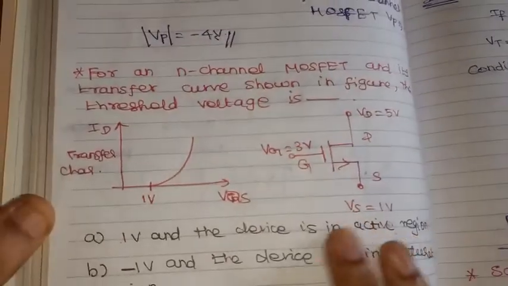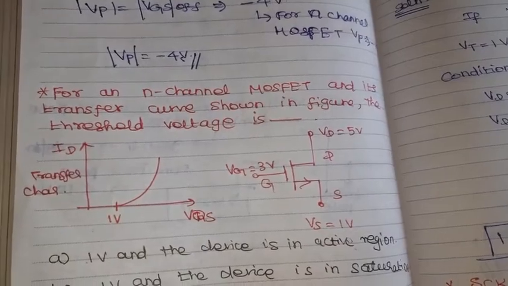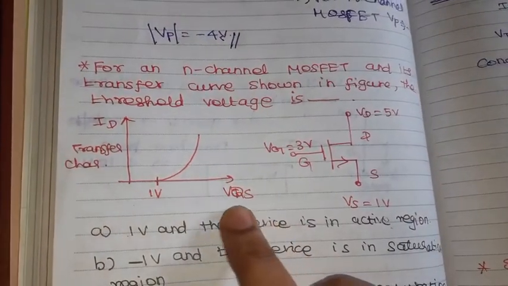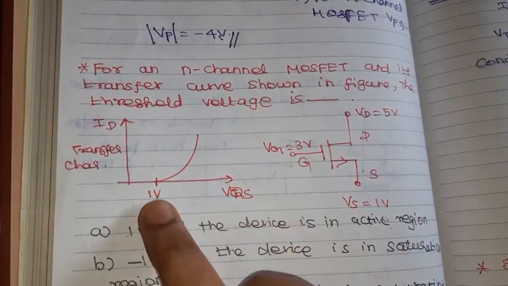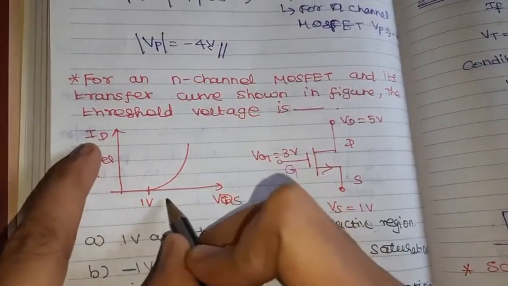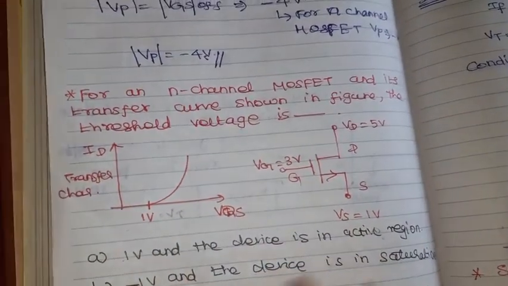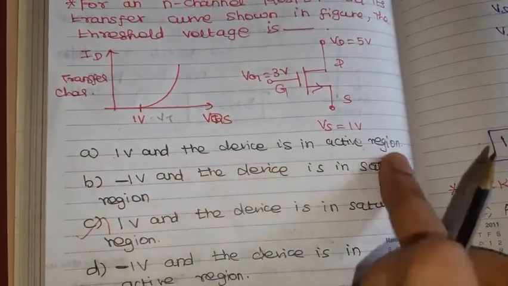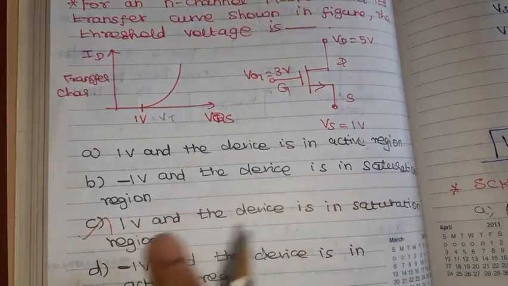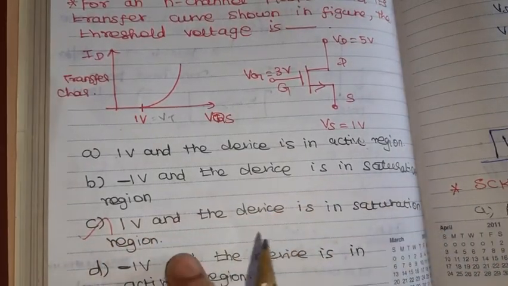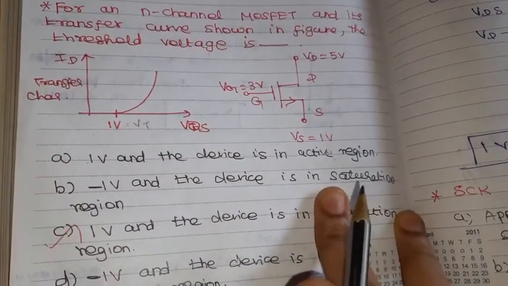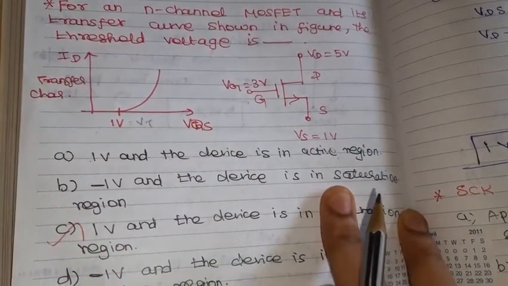If VGS is less than VT, this is called the threshold voltage VT. We need to find out the threshold voltage from the options: 1 volt, the device is in active region; minus 1 volt, the device in saturation region; 1 volt and the device in saturation region; minus 1 volt the device in active region. So we need to find out the Vt value, and then the region of the transistor also.